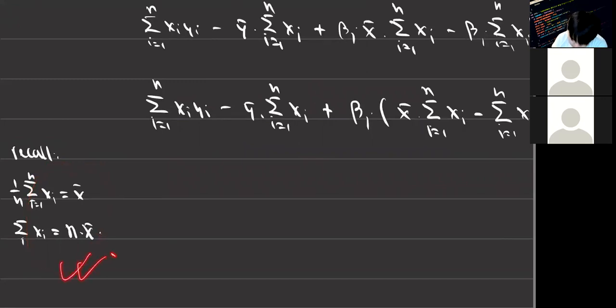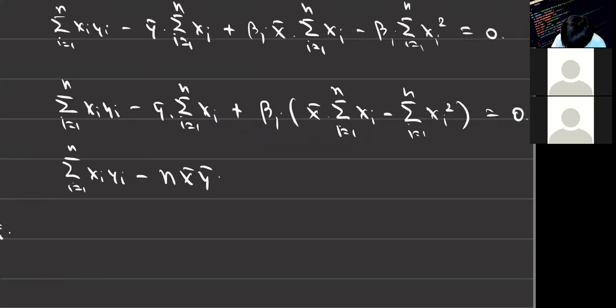So once we realize that, let's write it out. Summation i from 1 to n xi yi minus n x bar y bar, okay? Plus beta 1, this is x bar times n x bar minus this one. I can't really change much, so I'll just copy that down.